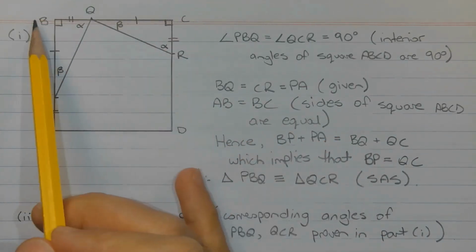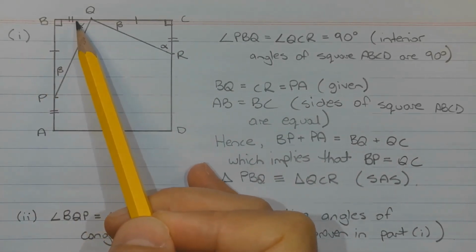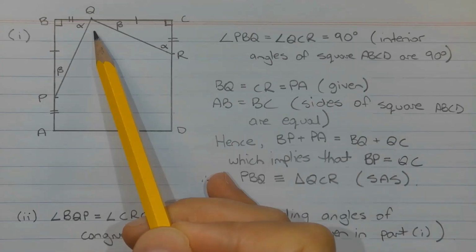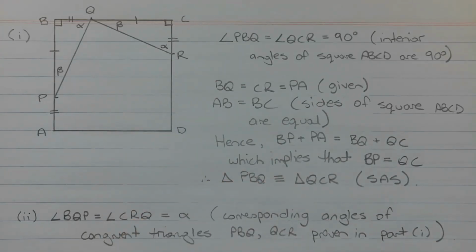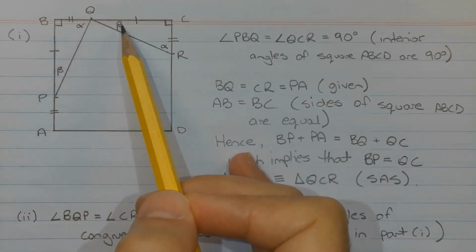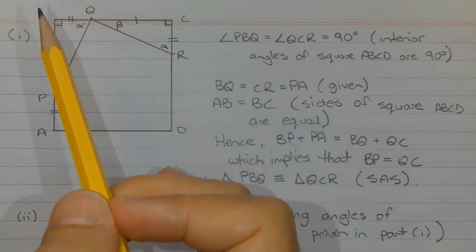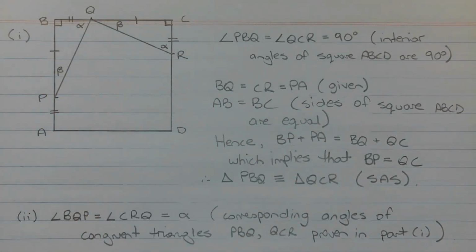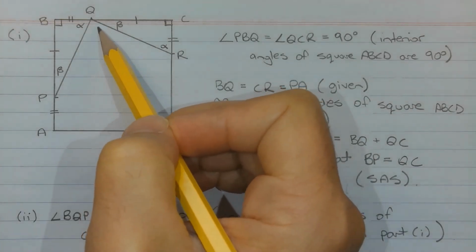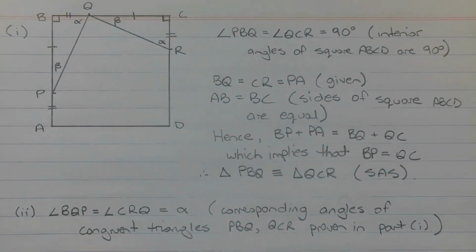Now on line BC, we have this angle here, so angle BQP plus angle PQR plus angle CQR is equal to 180 degrees because we have angles on a line and adjacent angles on a line are supplementary, which means they add up to 180 degrees. Now we've previously shown that alpha plus beta is equal to 90 degrees, which means the remaining angle must be 90 degrees so that they all add up to 180 degrees.